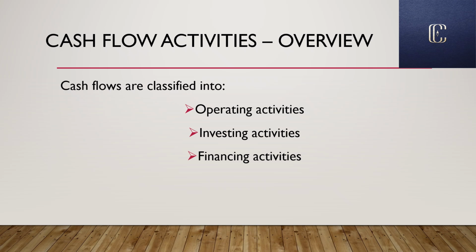Operating activities are related to the main business operations. For example, a school collects fees, that is an operating inflow. A shop pays rent, that is an operating outflow. This shows whether the core business is healthy. A good business must generate positive cash flow from operating activities.